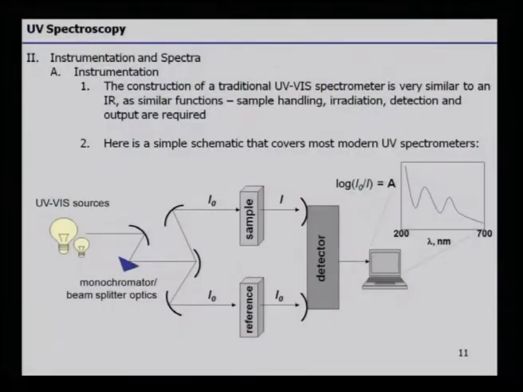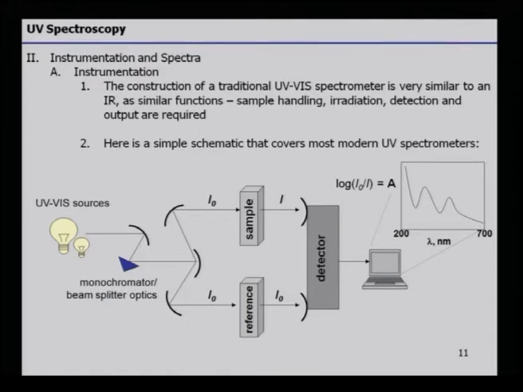Now, what does the instrument look like? The instrumentation and then the spectra: the graphical representation of the data that is collected by the machine called the UV visible spectrophotometer. The construction of a traditional UV visible spectrometer is very similar to an IR and they have almost similar functions. Sample handling, irradiation, detection and output are required.